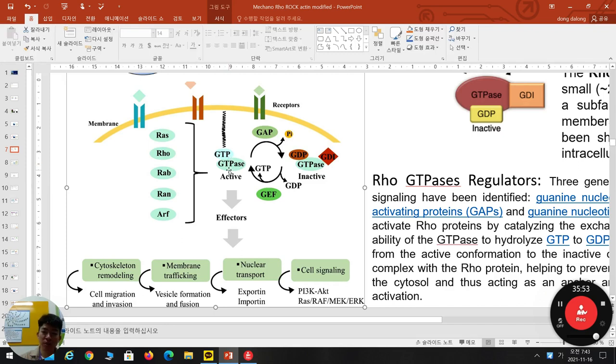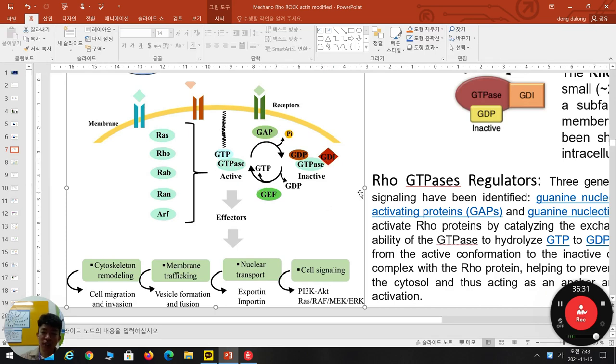At this upstream, when they turn off, they use GAP, the GTPase-activating protein, to remove the phosphate group, leaving GDP, and then the inactive form. When they want to activate, GEF, the exchange factor, exchanges the diphosphate group for the triphosphate group, and then they make the active form. When they want to save GTPase-GDP for a long time, they attach GDI. Okay?